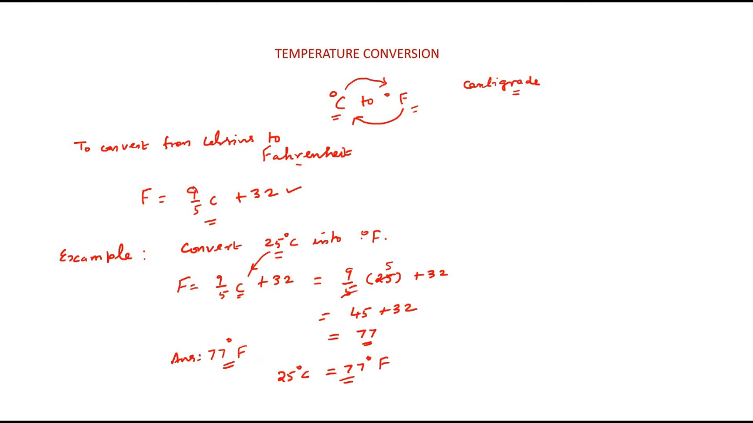Understood? Suppose you want to convert Fahrenheit to Celsius. Of course you can use the same formula. There is another formula also, you can derive that formula, but you don't need to know both the formulas. With one formula itself we can manage. You can use the same formula. What is it? F is equal to 9 by 5 into C plus 32. Is it clear? Now we will convert Fahrenheit to Celsius.